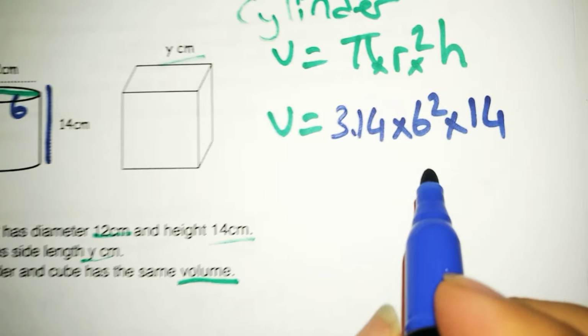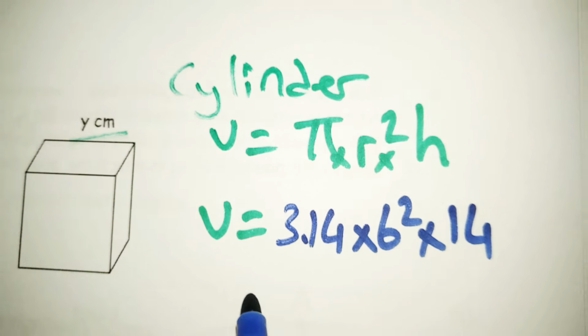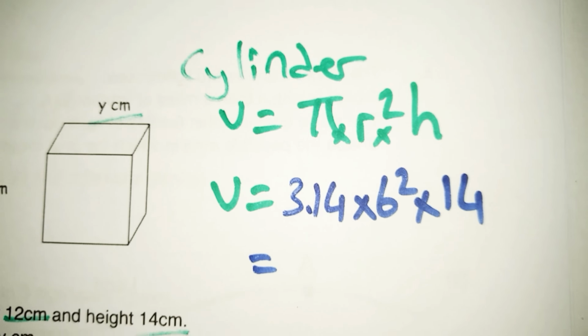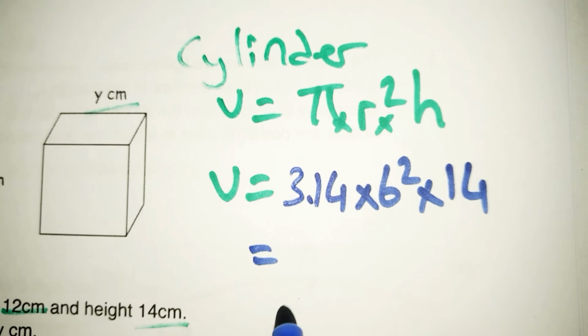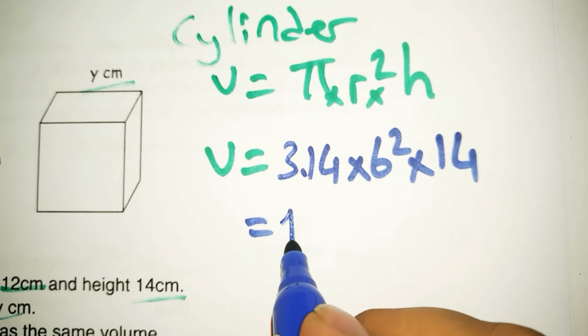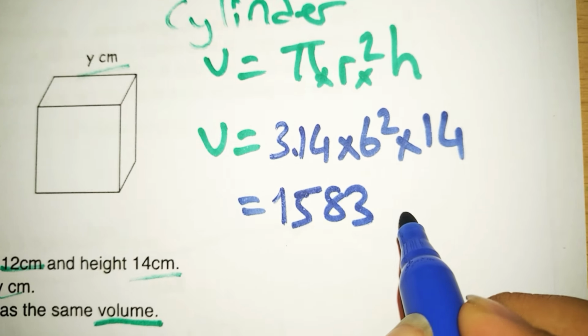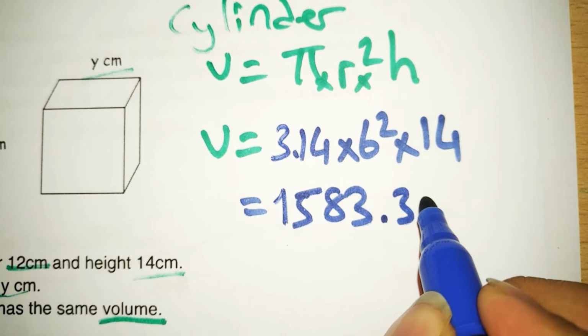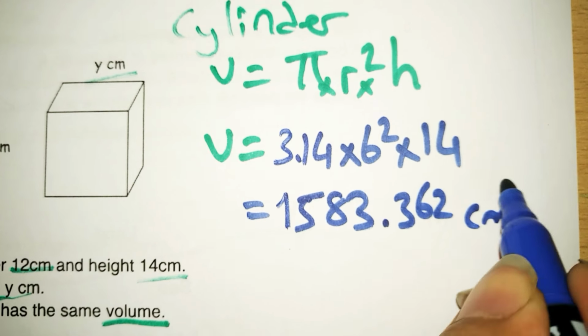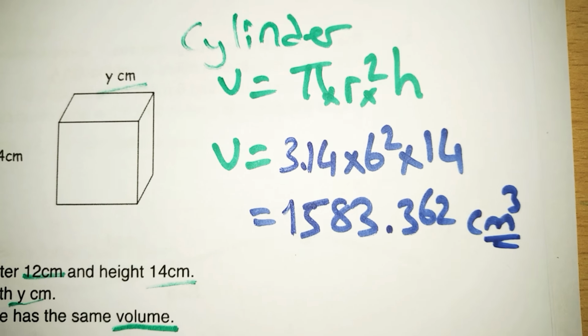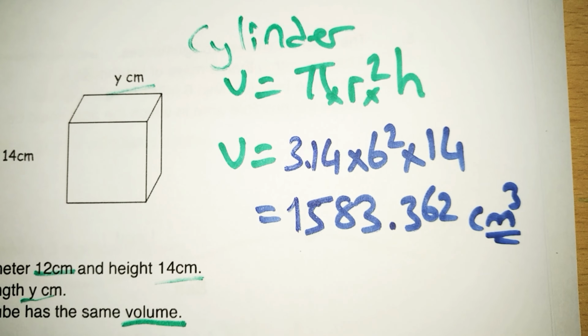So multiply these numbers in your calculations to find the volume of the cylinder, and once you fit these numbers in the calculations, you will get 1583.62 centimeter cube. Please remember the unit will be cubed as we are calculating the volume.